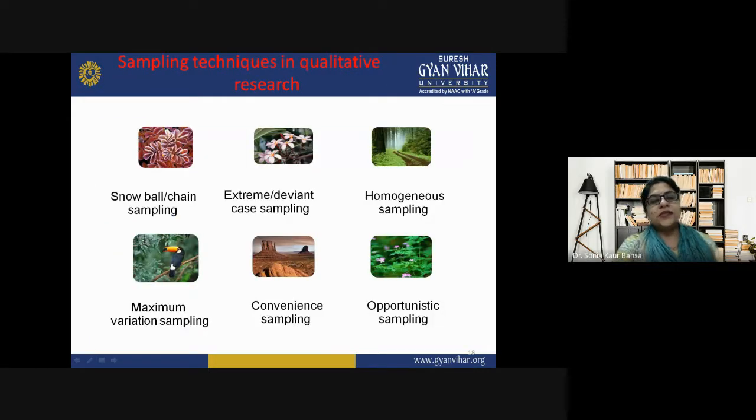Now students, let's have a look at the sampling techniques in qualitative research. So this is snowball chain sampling. Then secondly, extreme deviant cases sampling. Then homogeneous sampling, maximum variation sampling, convenience sampling, and the last one, opportunistic sampling. There are many more techniques of sampling, but mainly I have told you about these.